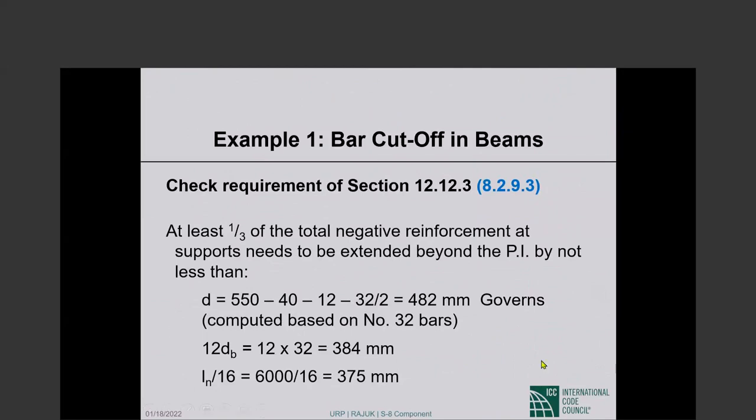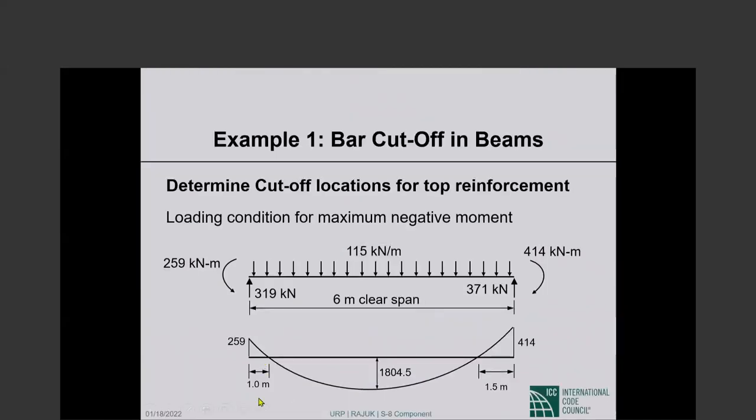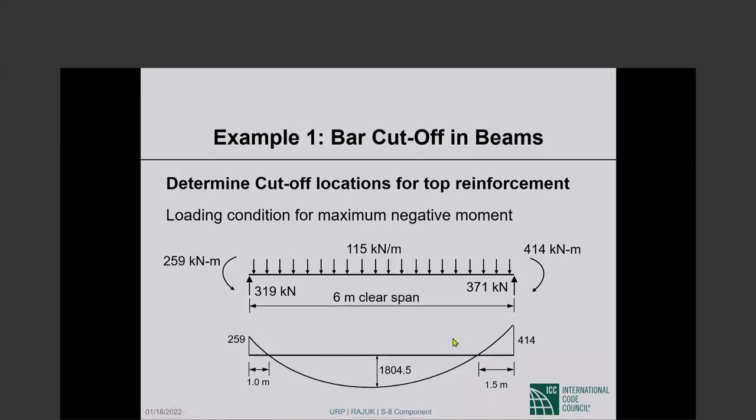So we need an extension of 482 from the inflection points, and the inflection points are at 1 meter and 1.5 meters. So we could go 1 meter plus the extension, and here we could go 1.5 meters plus the extension, and that's precisely what has been done. These bars have been extended to 1.5 meters, and those bars have been extended to 2 meters: 1.5 meters to the inflection point plus 0.5 meter beyond the inflection point.